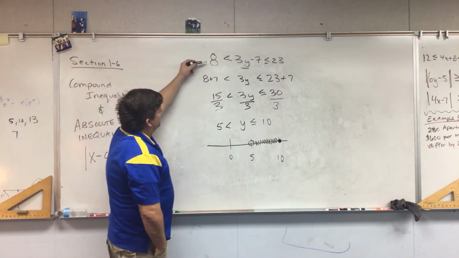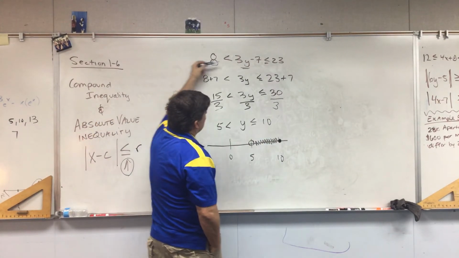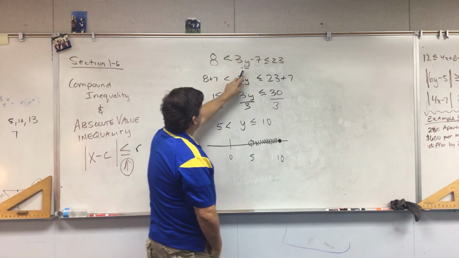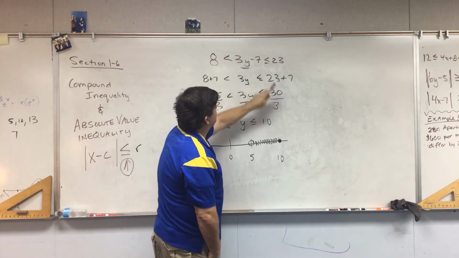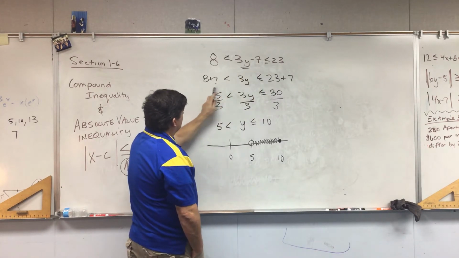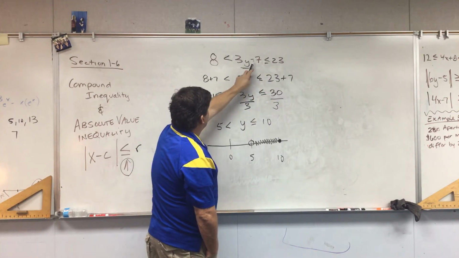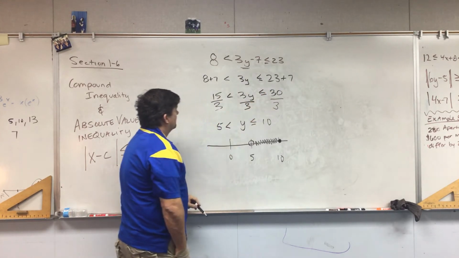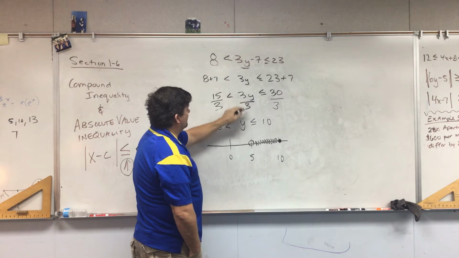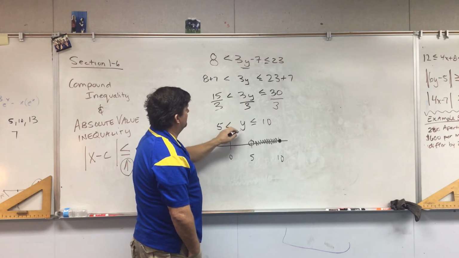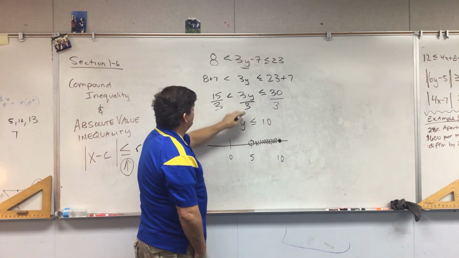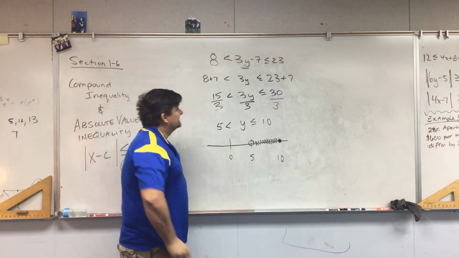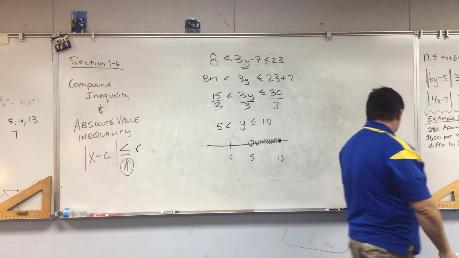So again, solve this thing like one big long equation. It has a left side and a right side and a middle. Whatever I do to the middle, I have to do to both sides. So here I added 7 to get rid of that 7, which means I added 7 here and 7 here. I need to divide this y by 3 to get the y by itself in the middle. And since I divided by 3, I divide the whole thing by 3. I divide the 15 and the 30 by 3. That's how you deal with and inequalities.